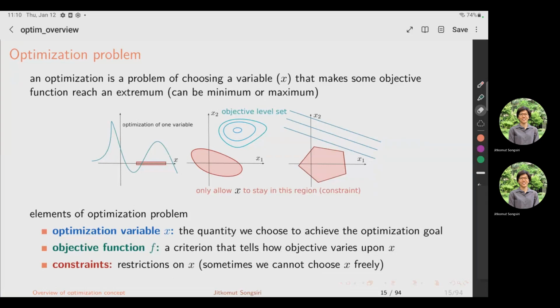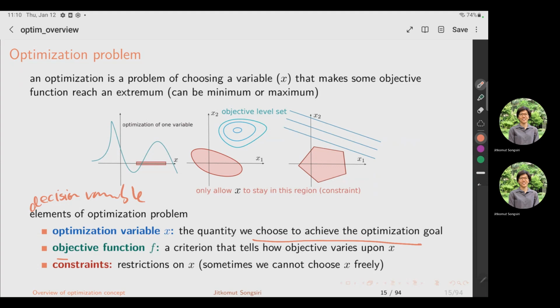The very first one is the choice that you make. What are those things? That is called optimization variable. Sometimes it's called decision variable as well. This is the quantity you want to choose to achieve the optimization goal. With that example, I want to do the pricing. I have a product, right? I want to determine what price would be. My price is optimization variable.